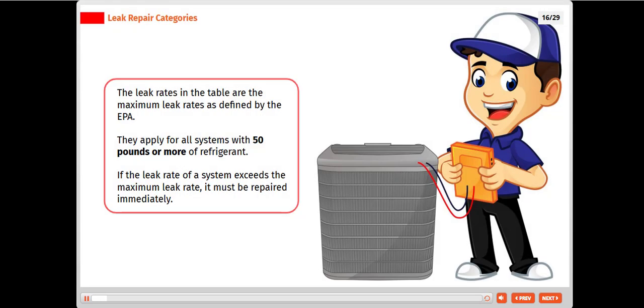The leak rates in the table are the maximum leak rates as defined by the EPA. They apply for all systems with 50 pounds or more of refrigerant. If the leak rate of a system exceeds the maximum leak rate, it must be repaired immediately.